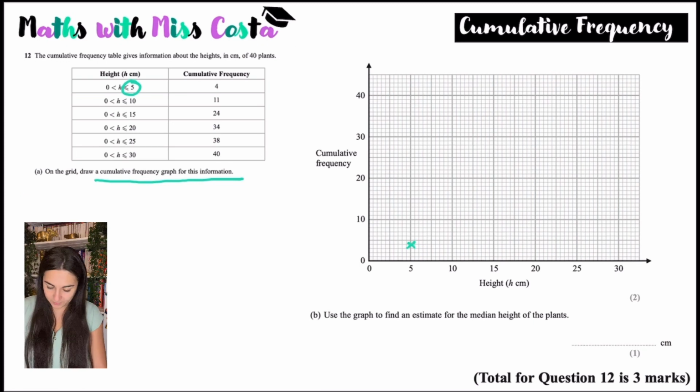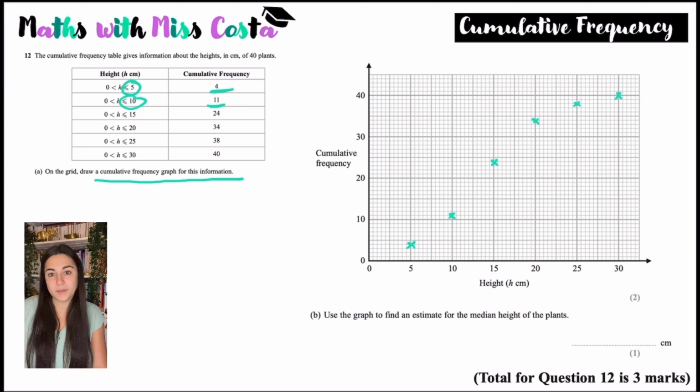Ooh, so try to move it. So then we plot it at 10, 11. So I'm plotting against the highest interval, and then obviously the cumulative frequency. Then 15 and 24, 20 and 34, 25 and 38, hard to see on the screen, and 30 and 40.